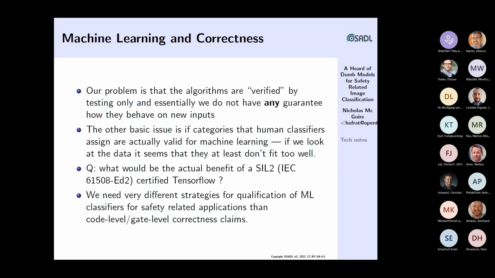Next one, machine learning and correctness. That brings us right to the problem that we don't really have guarantees how these things will behave for new inputs. We heard that before as well.